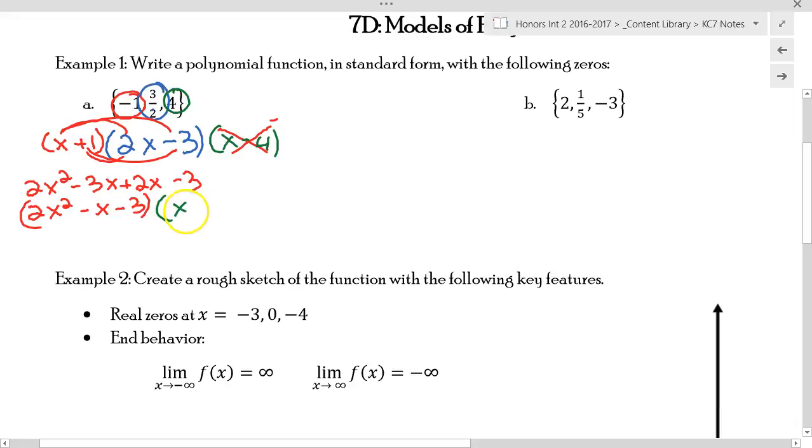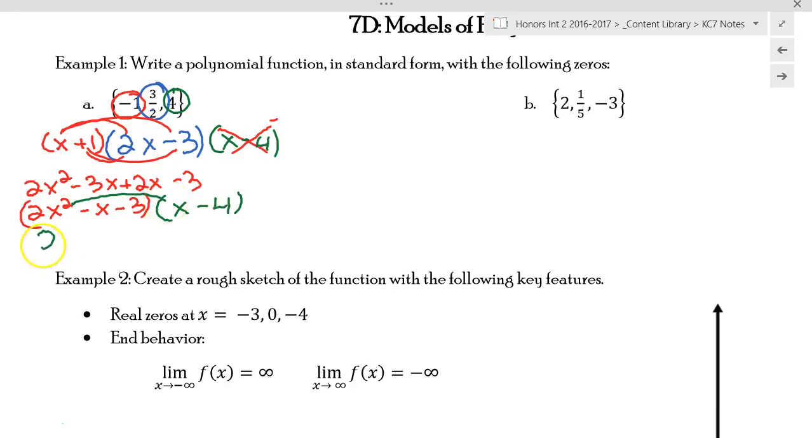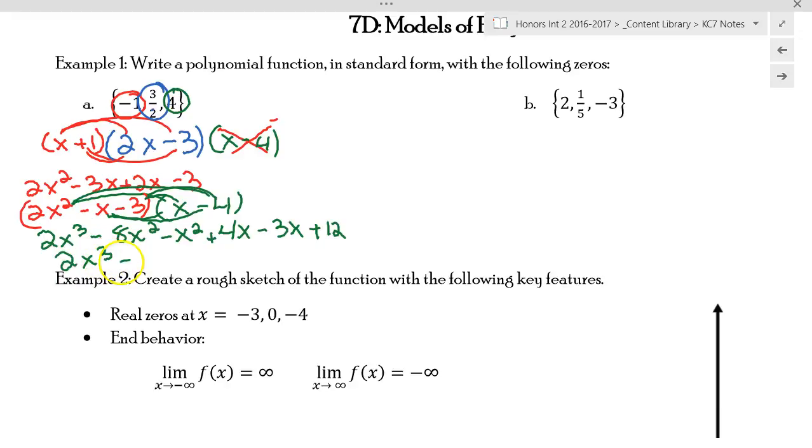Now I'm going to add back in the x minus 4. Multiplying again, 2x squared times x is 2x cubed. 2x squared times -4 is minus 8x squared. Negative x times x is minus x squared. Negative x times -4 is plus 4x. Negative 3 times x is negative 3x. Negative 3 times -4 is plus 12. Again, after that, I just have to simplify. 2x cubed minus 9x squared plus x plus 12. There is my solution.